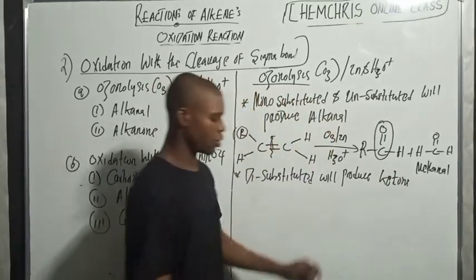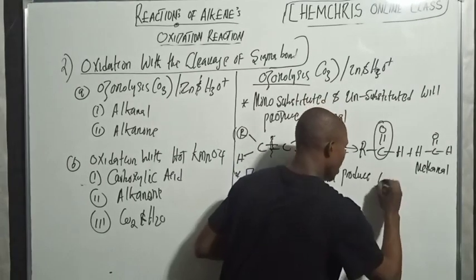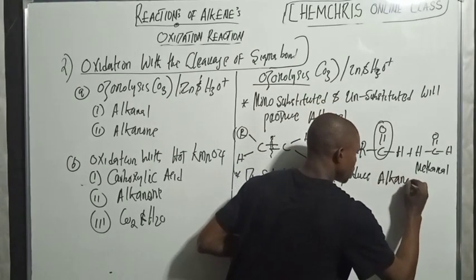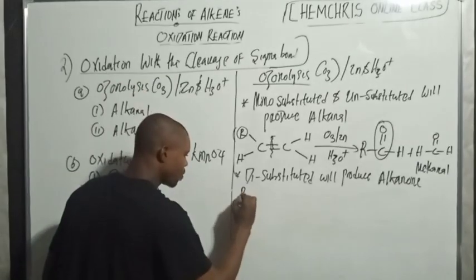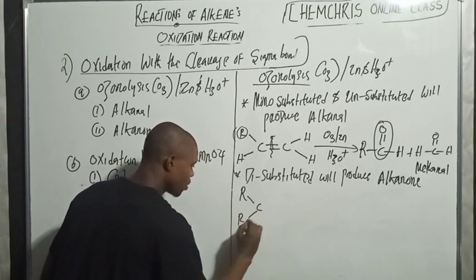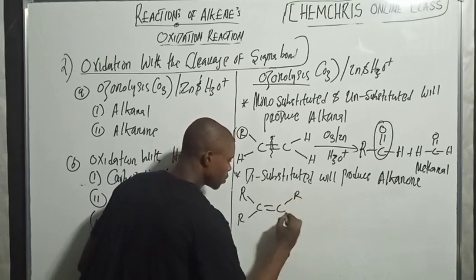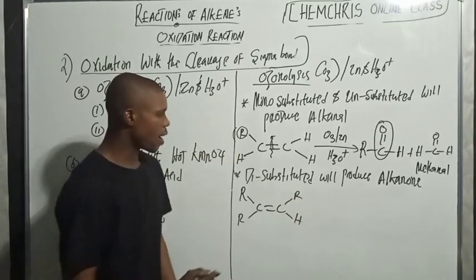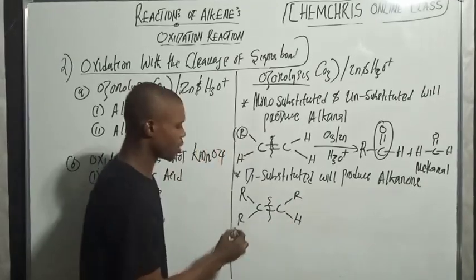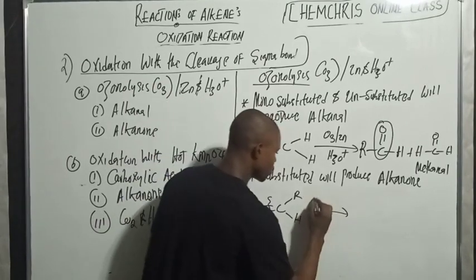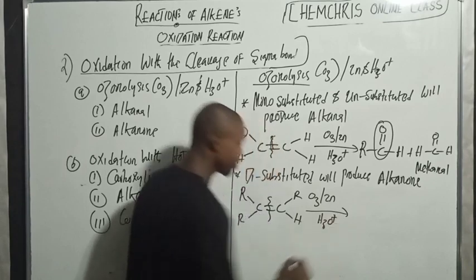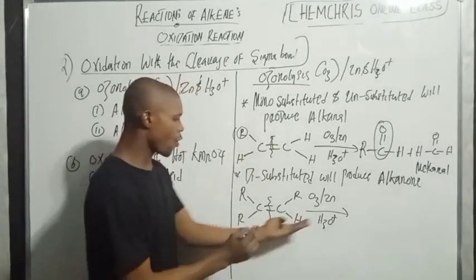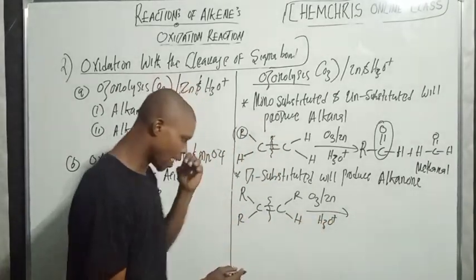Is okay, or it produces ketone or aldehyde. You understand? So if, for example, you have an alkene with a double bond, is okay. Now remember you're going to break here, right? You are oxidizing with what? With ozone. Please understand this here.